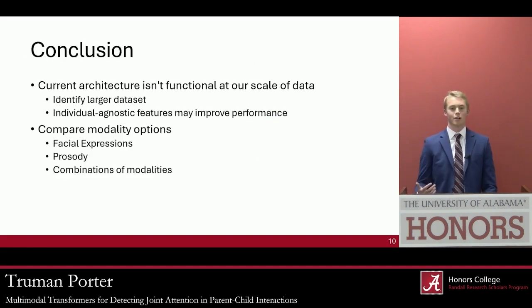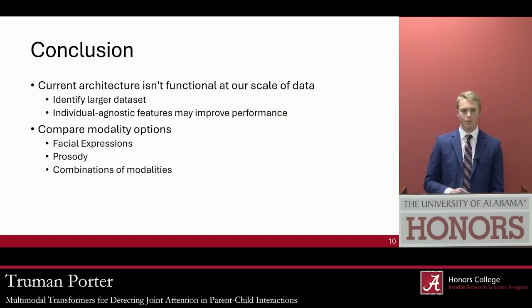So while our current architecture isn't functional at our scale of data, we would like to identify a larger data set to test again, to see if it's just simply individual overfitting causing the model to not work well on a more general audience. Additionally, we would like to test out those more individual-agnostic features I was talking about before. So try maybe using the transcript instead or other features like that.